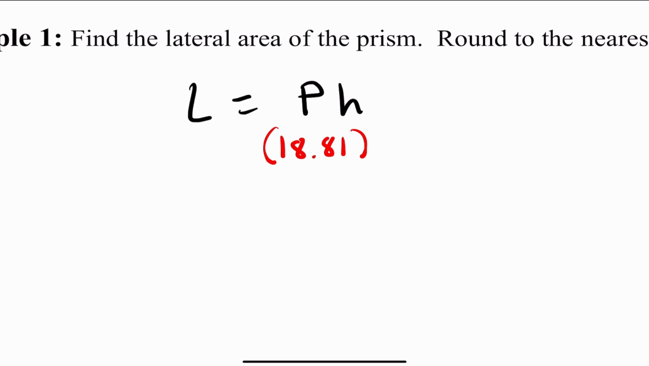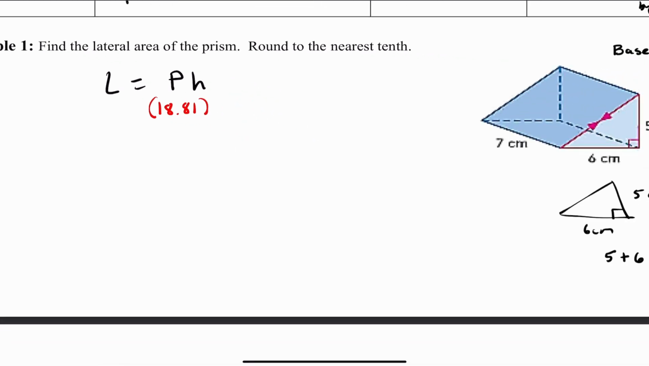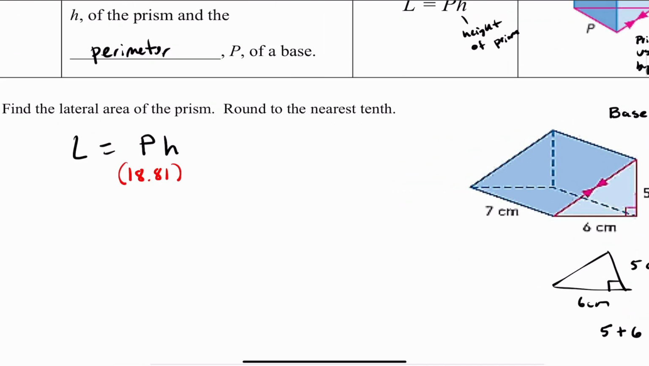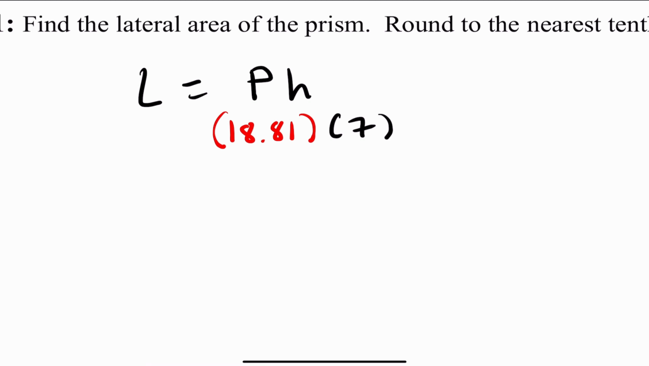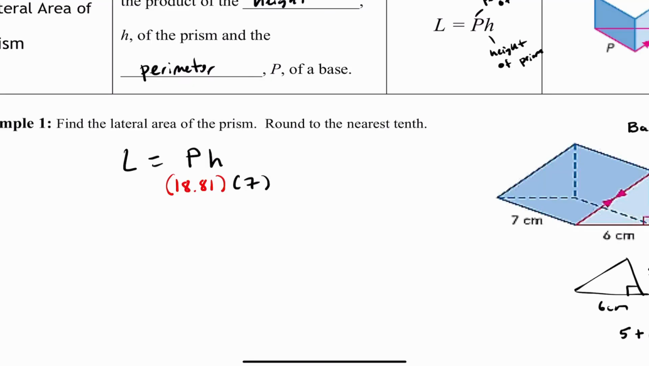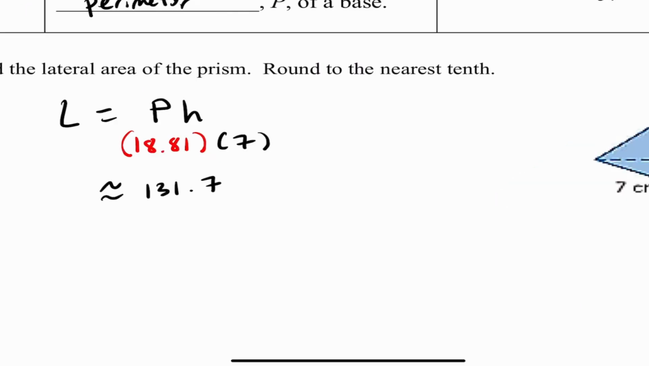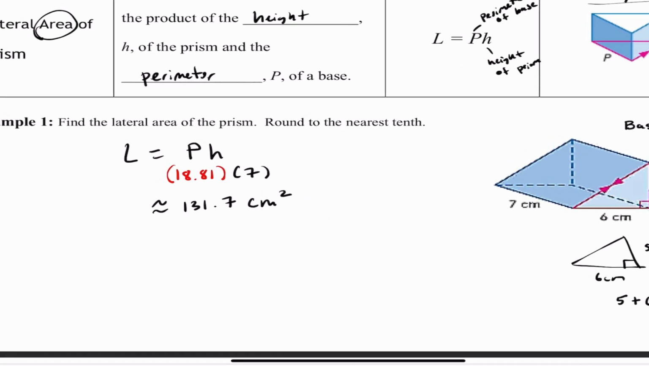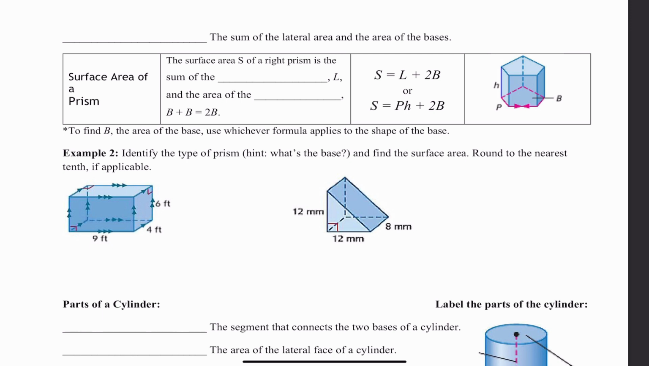And I'm going to multiply that by the height of the prism. And it's the segment that is separating the two bases. So this is what's separating the two bases. That's the height. So I input 7 there. I have 18.81 multiplied by 7. So I should get approximately 131.7 square centimeters. Because I'm dealing with area, this should be squared. So that's my answer.